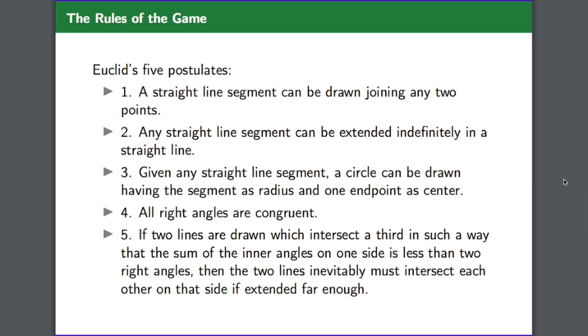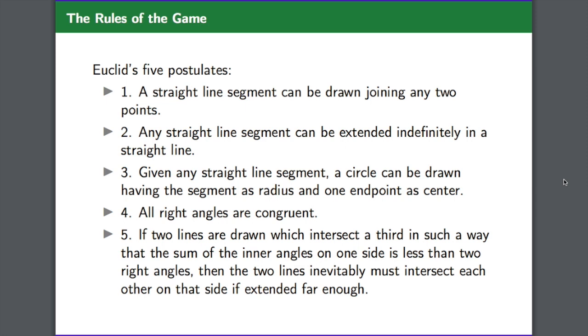Given a line segment, we can also draw a circle with that segment as the radius and one of the endpoints as the center. This is Euclid's third postulate, and obviously we can do this with the compass. His fourth postulate is that all right angles are congruent. Nothing new here. 90 degrees is always 90 degrees.